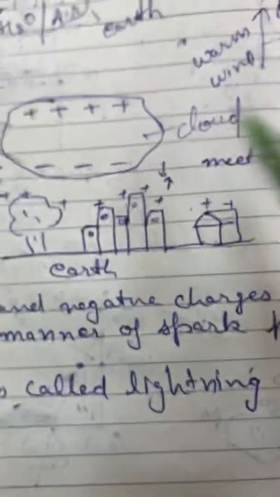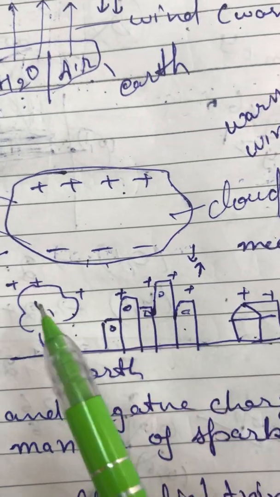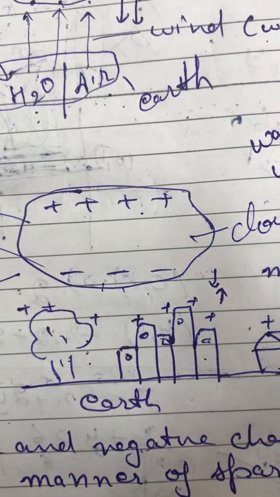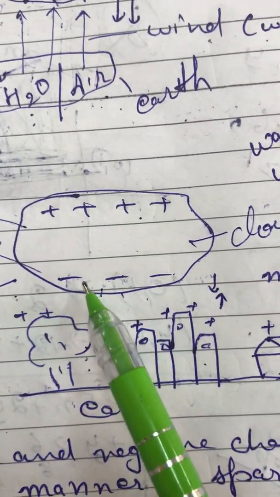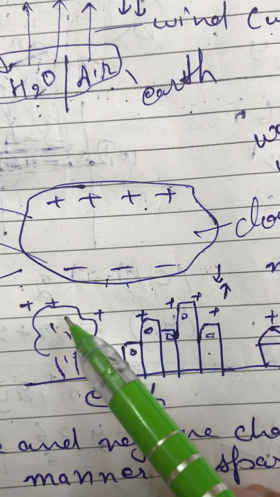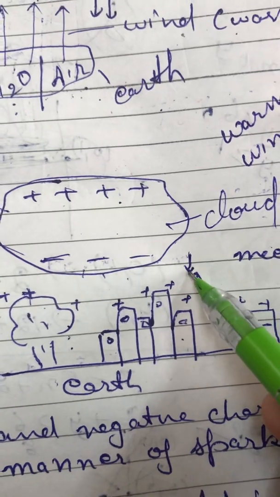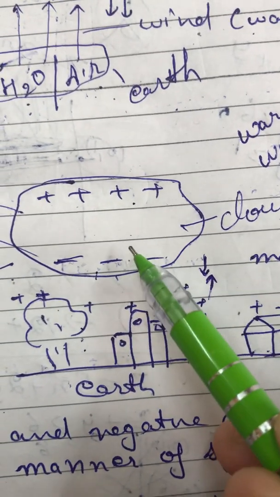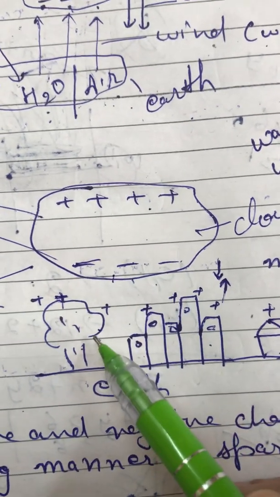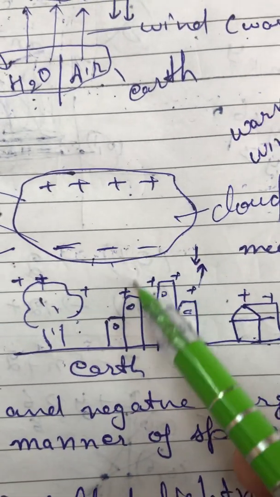So due to induction, the negative part of the cloud will generate the opposite polarity, positive charge, on buildings and trees. So where is the lightning here? The negative charge is at the lower end of the cloud and positive charge is on the upper part of the building or tree. These are of opposite polarity. This is negative, this is positive. We know that positive and negative attract each other. So the negative part at the lower end of the cloud and the positive part at the upper ends of a building, house, or tree start attracting each other.